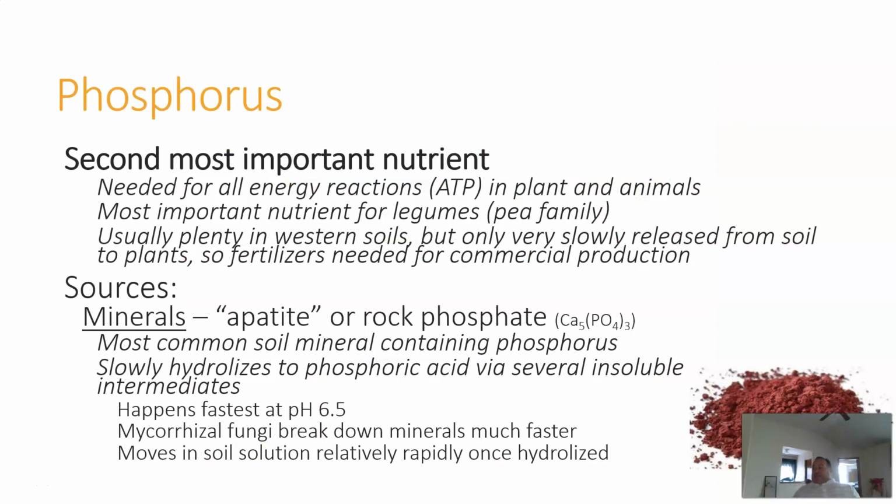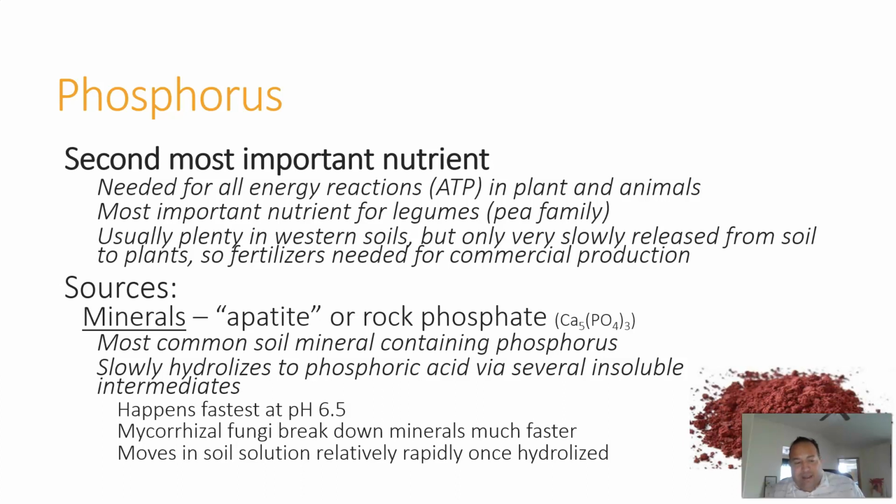Our second of our big three macronutrients is phosphorus. So it's the second most important nutrient. That's why we talked about nitrogen first. Now we're talking about phosphorus second. It's needed for all energy reactions in plants and animals. It's the most important nutrient for legumes in the pea family. So that's actually really good to understand, because they're nitrogen fixing plants, but they need that phosphorus so that they can do the nitrogen fixing that's necessary.